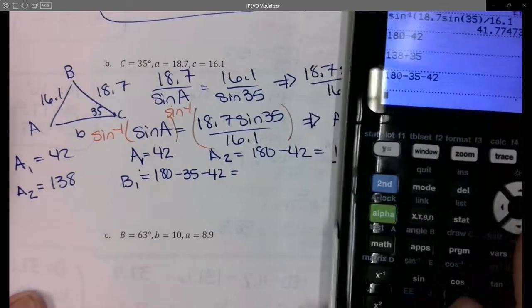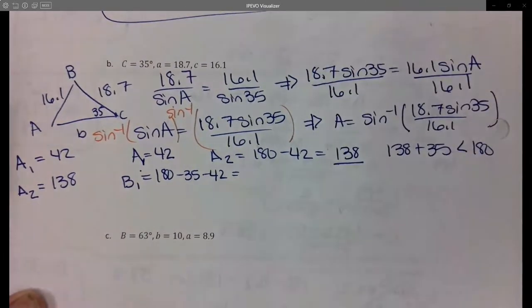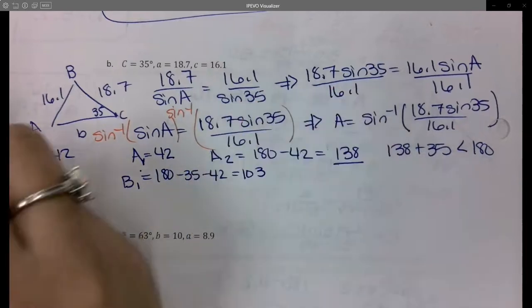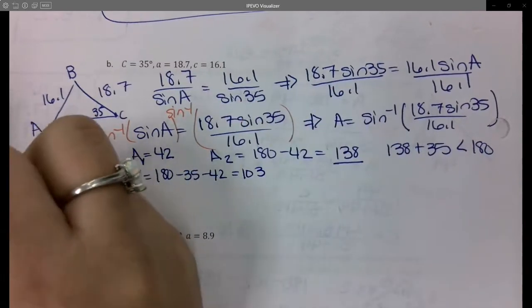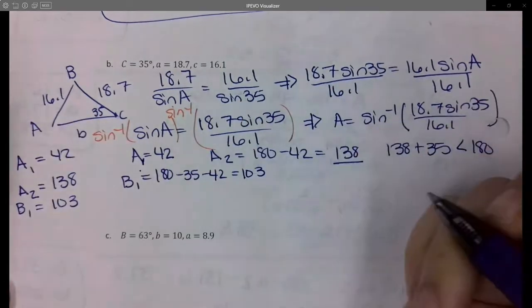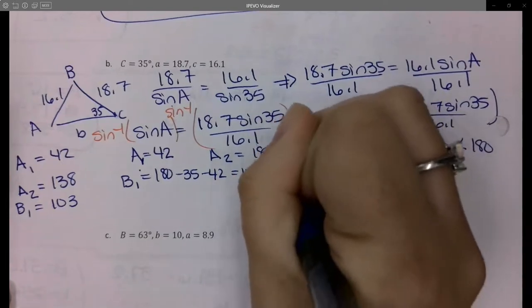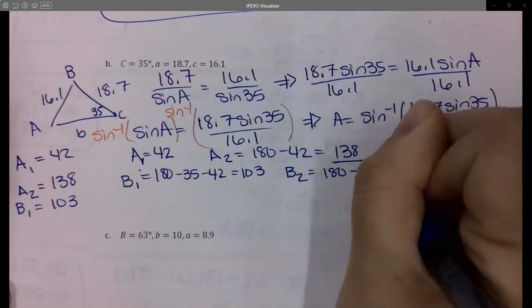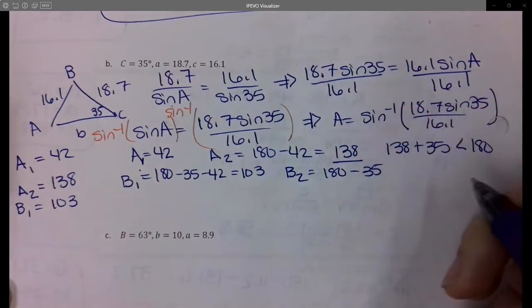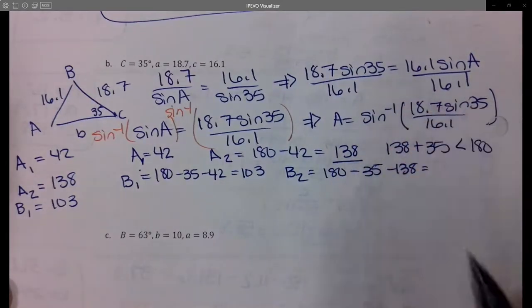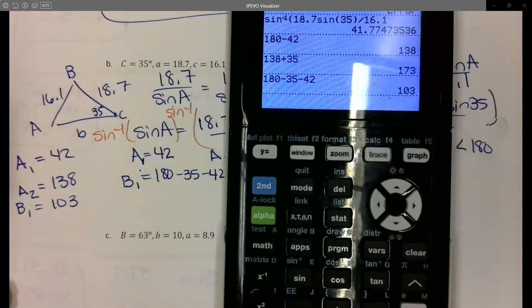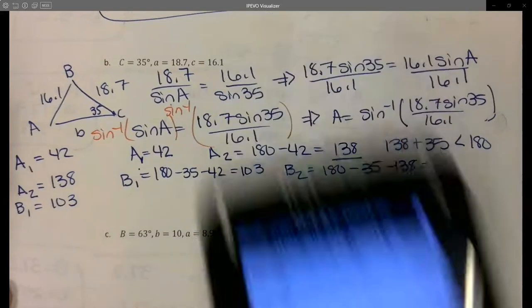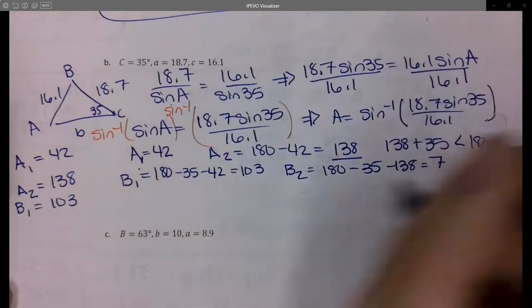That gets me 103. Then I'm going to do the same thing for B2, and I'm going to take the 180 minus the 35 because that angle for C isn't going to change, and then my second angle was 138. So 180 minus 35 minus 138 gets me 7 for my second angle for B.